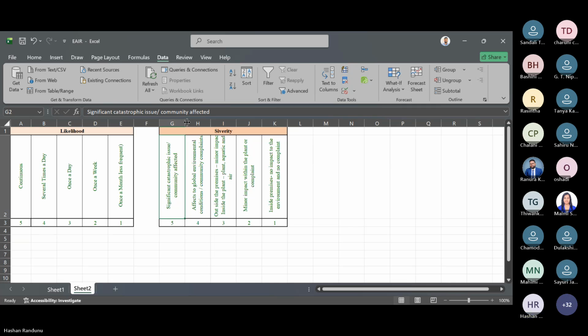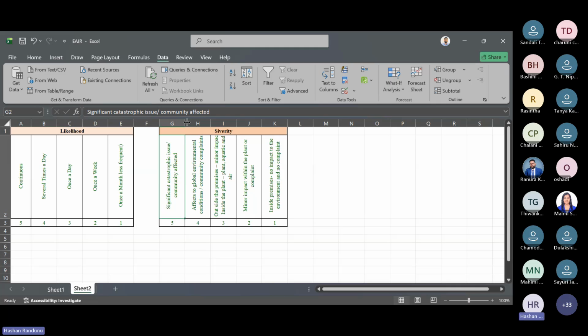Right. If I explain this further, think two companies, right? One company has a boiler of, let's say, 3 ton, and the other company has a boiler of half a ton, right? So both boilers are, let's say, continuously operated. So then, for likelihood, we should rate five for both boilers. But when we consider the severity of the impact, right?